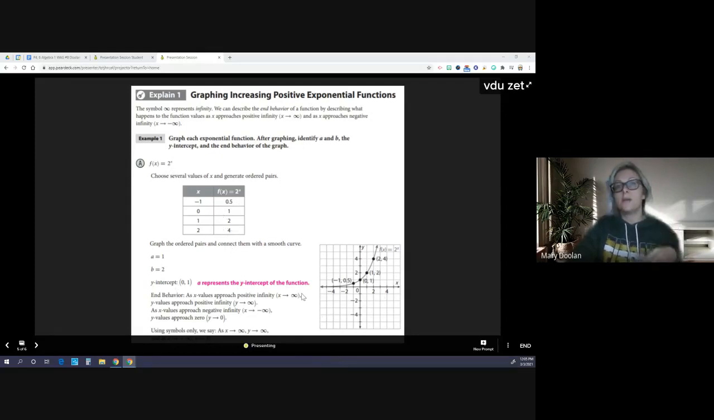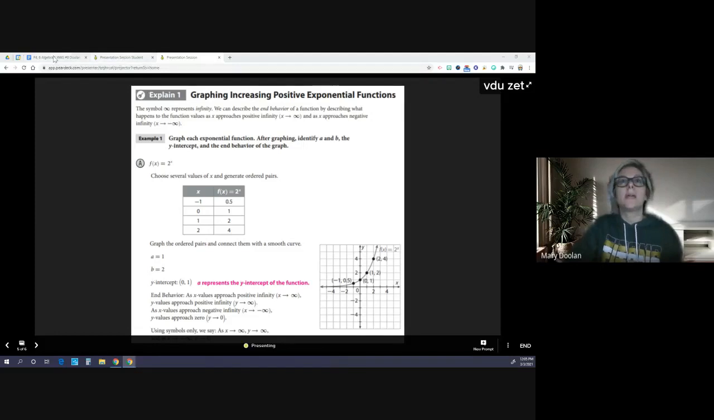You can plot them. But then after we graph those ordered pairs, it says connect them with a smooth curve. We did not do that yesterday. We only do this when our domain is not limited. Our domain is not limited here, so we can connect the dots. Then they're identifying A and B.